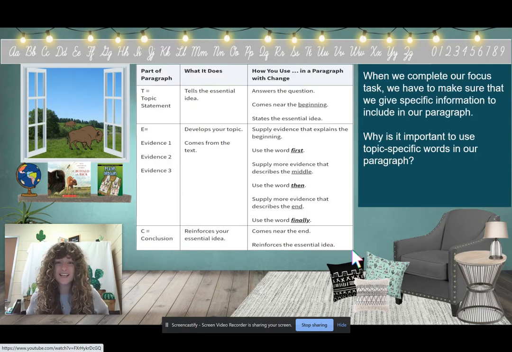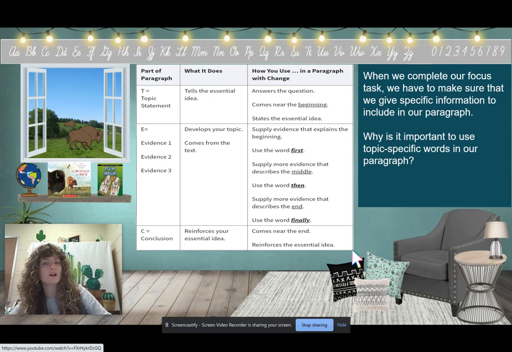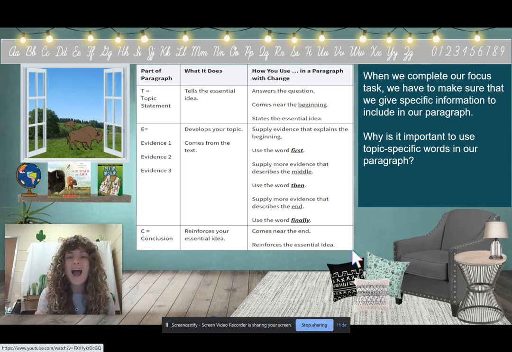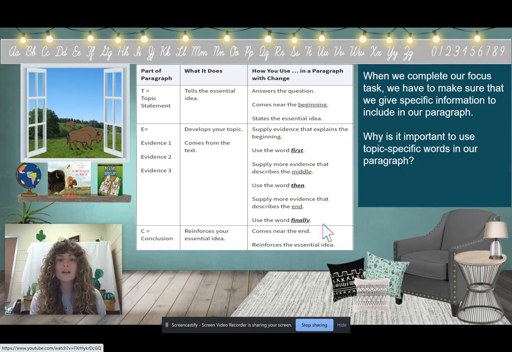So as we are thinking about the lessons that we have learned from this book, we are going to put those thoughts into paper. We are going to make an informative paragraph explaining how people had a positive and a negative impact on the prairie. So remember, when we are writing, we will have that topic statement, which tells the main idea. We will have our evidence, and we will put the evidence in order of when it happened.